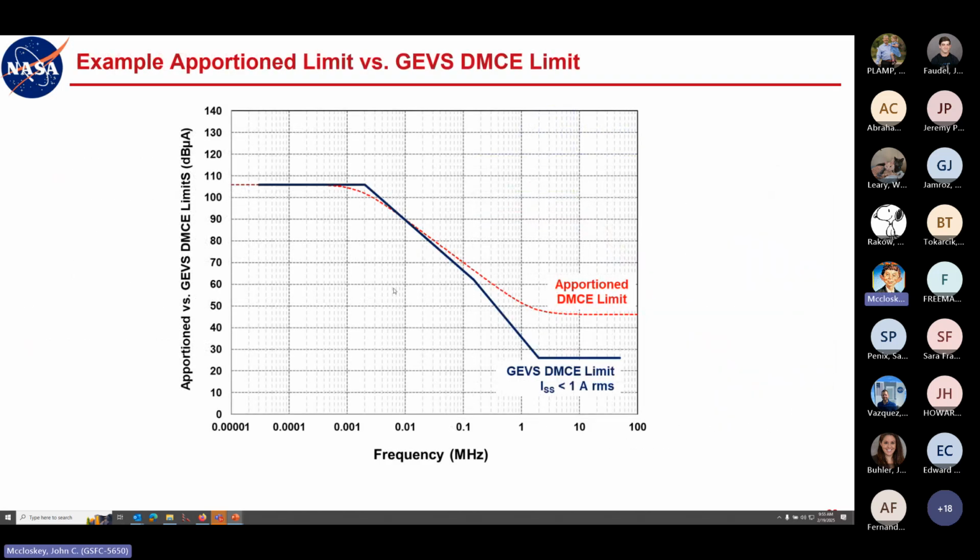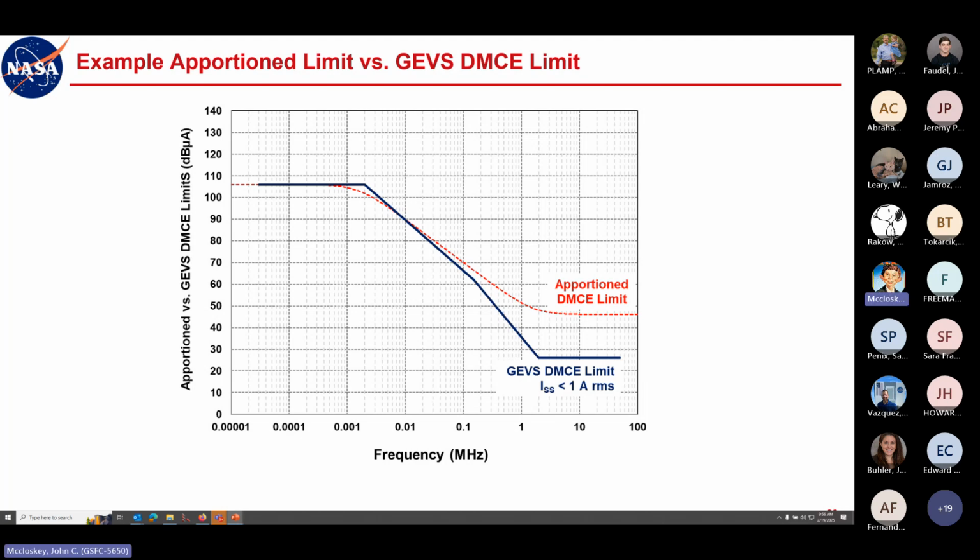So if we look at the apportioned limit example that I walked through in the red curve here, and then compare that to the default GEVs limit for a 1 amp load, we get really excellent agreement up to a few hundred kilohertz. And then the default limit is clearly a bit more stringent at the high frequencies.